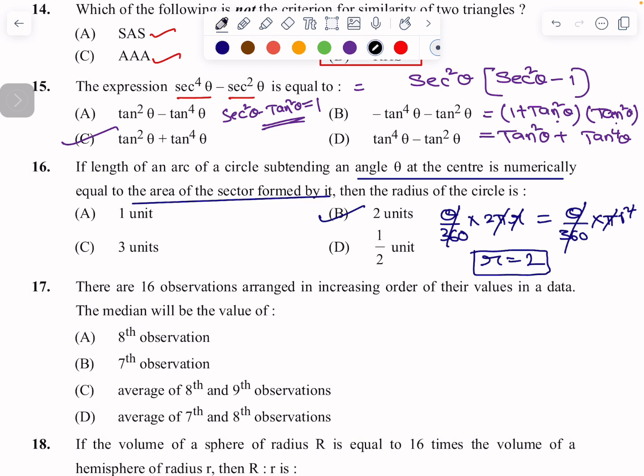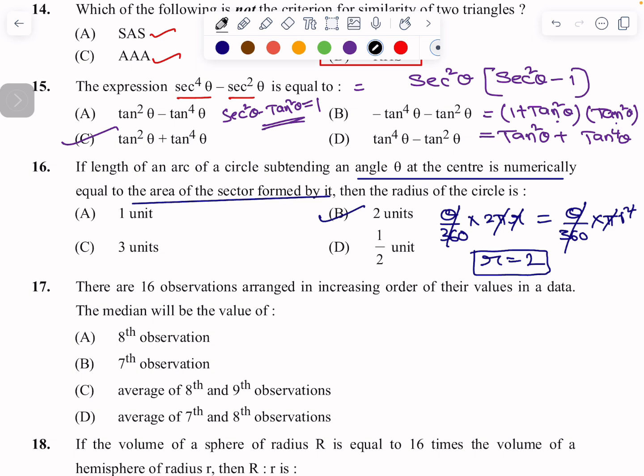So we are making these two equal, right? The length of an arc is equal to the area of the sector. Okay, so the length of the arc we can find by using the formula theta by 360 into 2 pi r. The area of the sector formula is theta by 360 into pi r square. On both sides theta by 360 cancels, pi gets cancelled, and r square and r get cancelled. So r equal to 2, then the radius of the circle is 2.